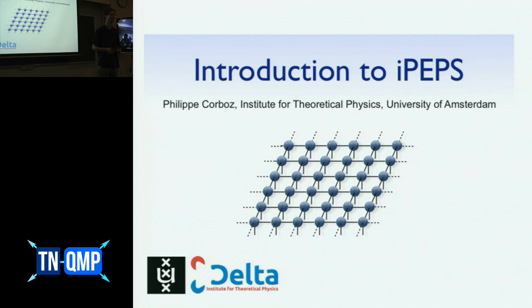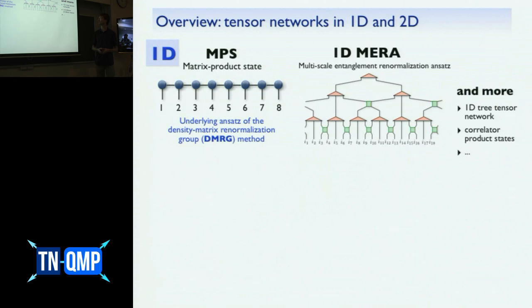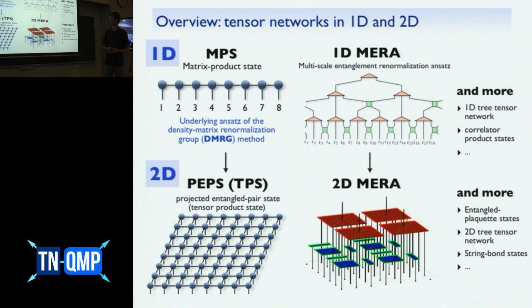You already heard a lot about DMRG and matrix product states during this workshop, and you know that this has really revolutionized the simulation of one-dimensional systems. You might also have heard that there are other tensor networks in one dimension, like the MERA, the multi-scale entanglement generalization ansatz, which is a particularly powerful ansatz for critical systems. And then there are the two-dimensional extensions of these 1D tensor networks, like the PEPS or TPS, which is a generalization of the MPS, and then there's also the 2D MERA.